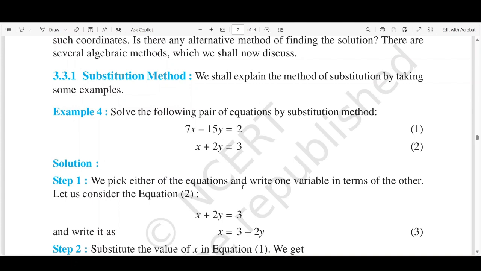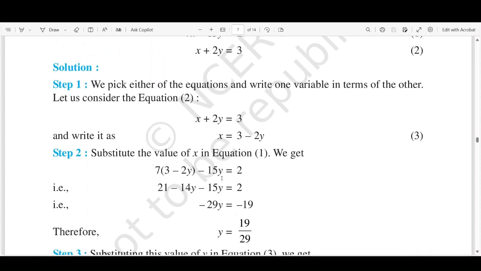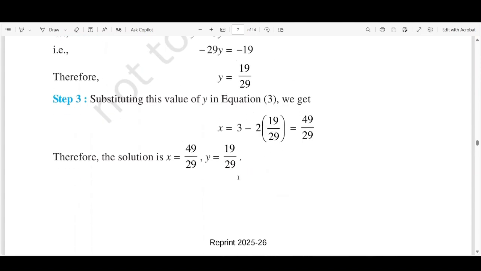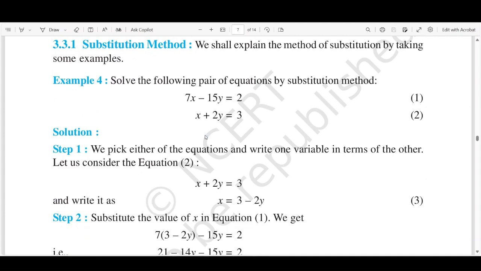Let us discuss example 4: solving the following pair of equations by substitution method. 7x minus 15y equal to 2, x plus 2y equal to 3. Here you can see that they have taken the second equation since the coefficients are small, and they have rewritten the variable x as 3 minus 2y. If you substitute this x value in the first equation, that is 7 into (3 minus 2y) minus 15y equal to 2, and simplify this, you will get the value of y to be 19 by 29. If you substitute this in the third equation, you will get the value of x to be 49 by 29. Thus we have obtained the x and y values. So in this method, you have to choose the equation for rearranging such that it has simple coefficients. Among the two equations, whichever is simpler, you can take that. Clear?